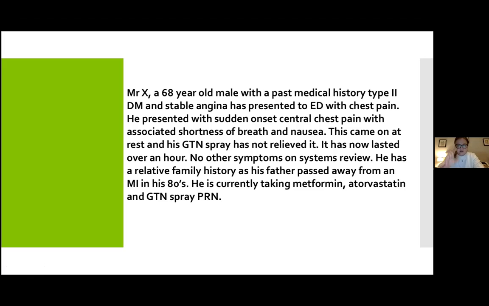So there you've just summarised it really nicely in a few sentences. And you would then, in an OSCE, it depends on your brief, but say, I think this is blah, blah, blah, and ACS. I would like to conduct a full examination and do the following investigations.